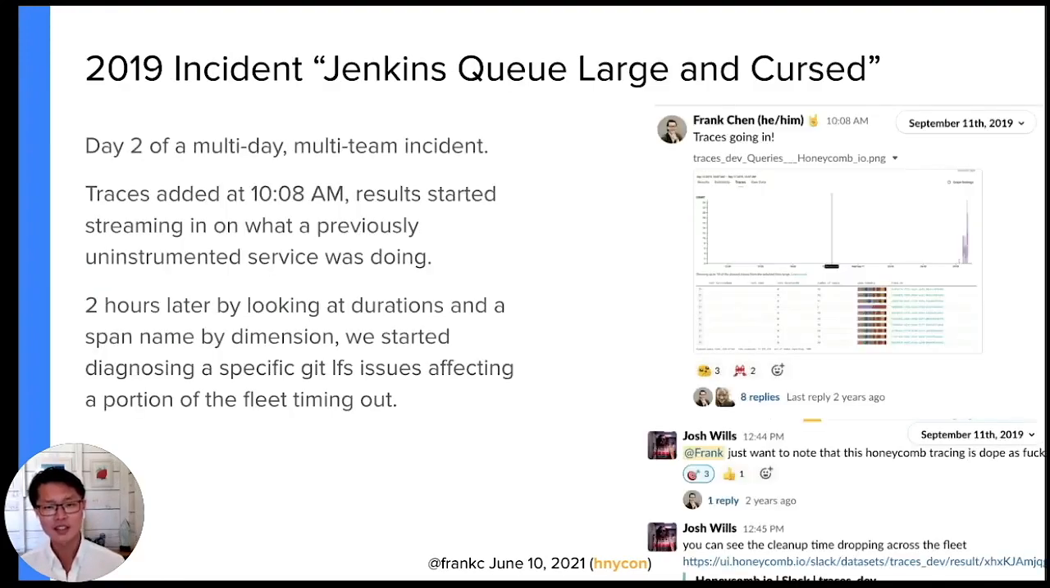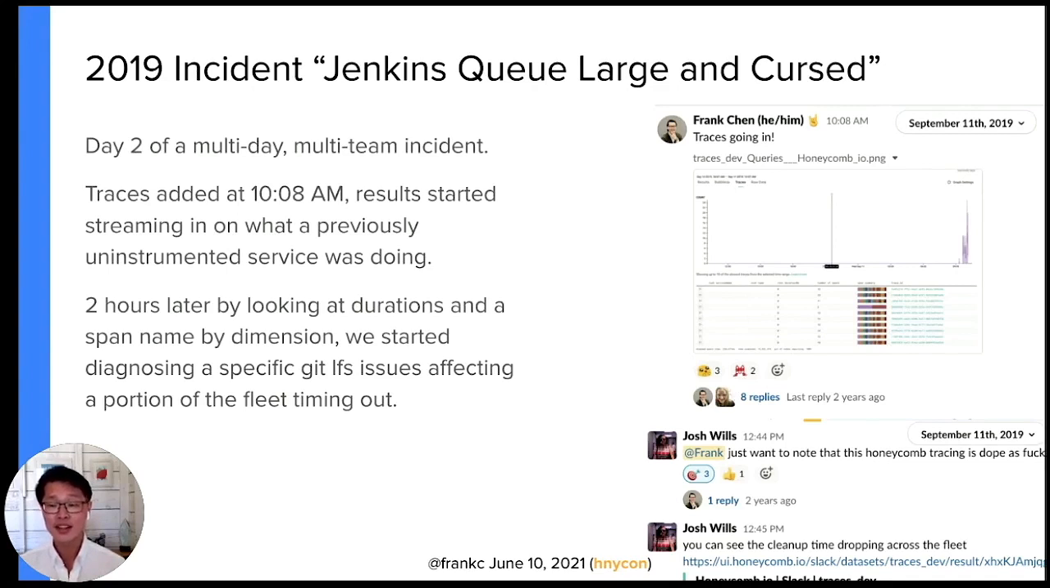And now here's a juicy incident. This is now a few months later. It's day two of a multi-day, multi-team incident. Day one, our teams are scrambling with one-off hacks to try and bring a few overloaded systems under control. On the morning of day two, I added our first cross-service trace and reused the same instrumentation from our test runner. Very quickly, with Honeycomb's BubbleUp, it became clear where problems were coming from. Git LFS on a portion of the fleet had slowed down the entire system.